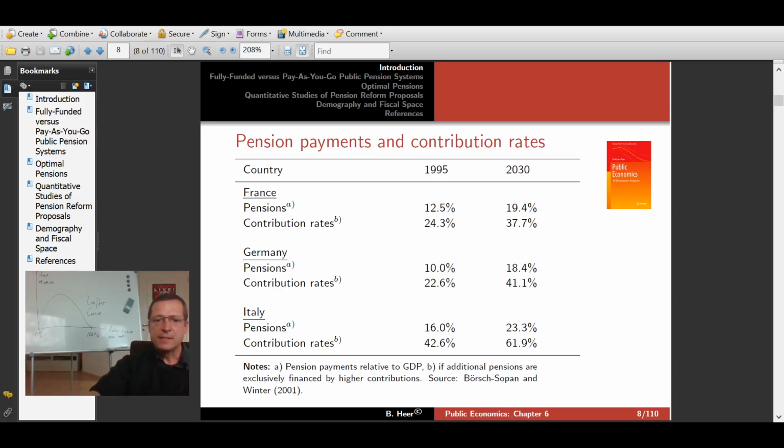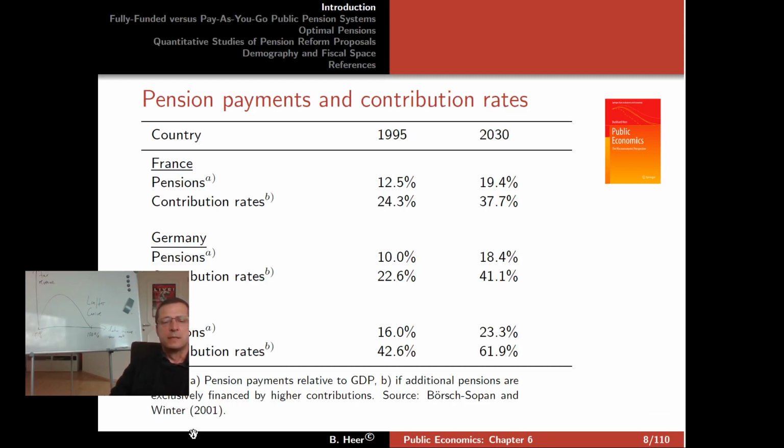On slide 8, you find the results of a study by Birch, Sopran, and Winter in 2001, and what they looked at were the three continental European countries, France, Germany, and Italy. They used the economies in 1995 as a benchmark, a calibration, and looked at how generous the pension systems were: pensions, for example, in France amounted to 12.5% of GDP, in Germany 10%, and in Italy 16%, and you needed contribution rates of 24.3, 22.6, and 42.6% in order to finance these pensions. So 24 or 22 or 42% on earnings, on labor income.